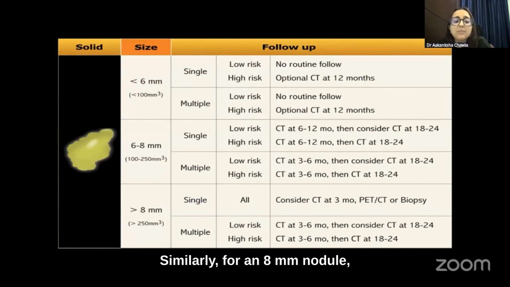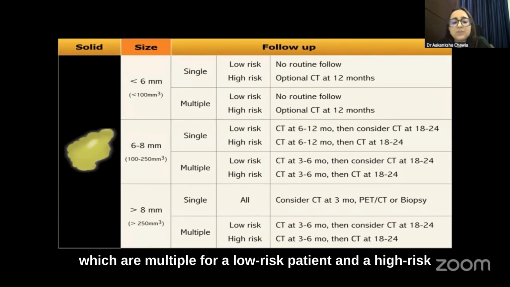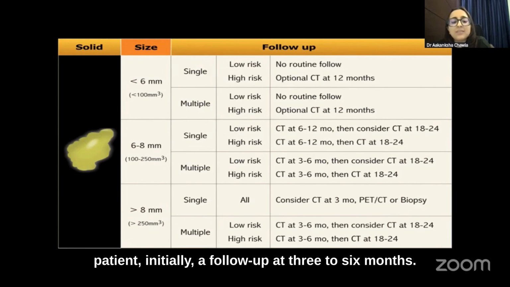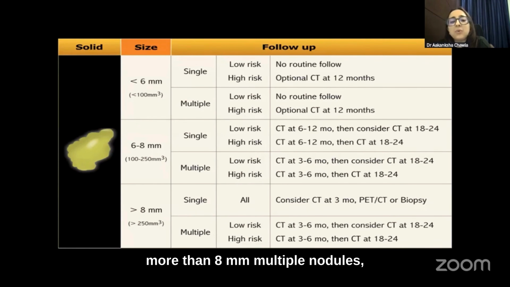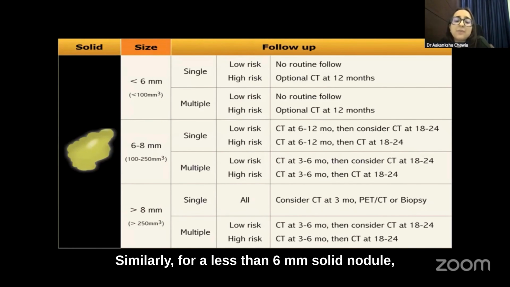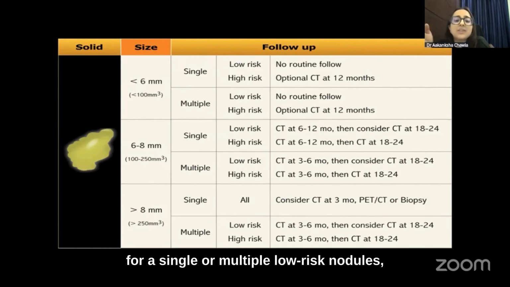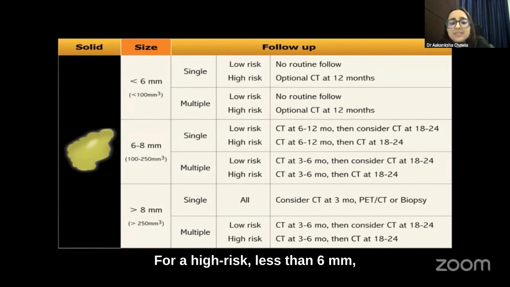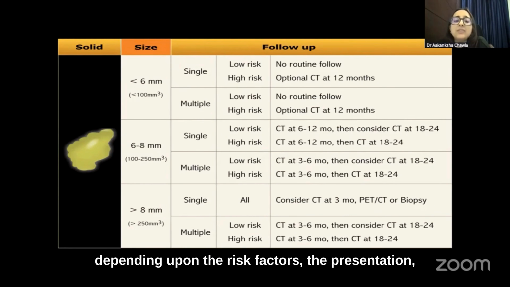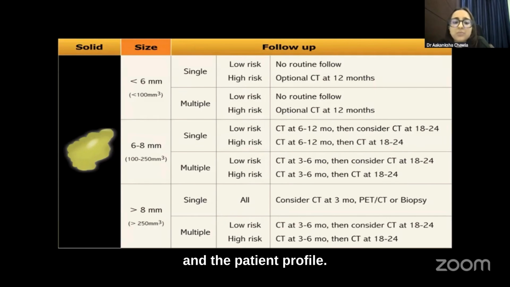Similarly, for solid nodules more than 8 mm which are multiple, for a low risk patient and a high risk patient, initially a follow up at 3 to 6 months. And then for a high risk patient, with more than 8 mm multiple nodules, you do a follow up at 18 to 24 months. Similarly, for a less than 6 mm solid nodule, for a single or multiple low risk nodules, routinely no follow up is required. For a high risk patient, less than 6 mm, it's optional to do a CT at 12 months, depending upon the risk factors, the presentation, and the patient profile, of course.